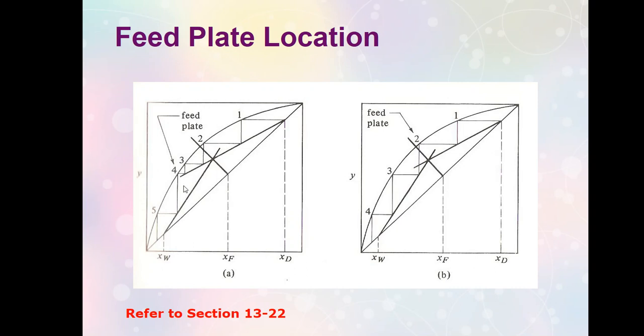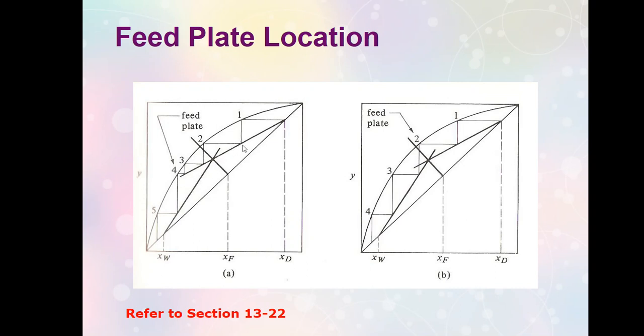We don't do it as in A, wherein we have based the location of the feed plate on the length of the line that we have drawn for the enriching section. In this case, as you could see, since the enriching section operating line was extended, the manner in which these steps were drawn was based on the length of this extended line, which is wrong.